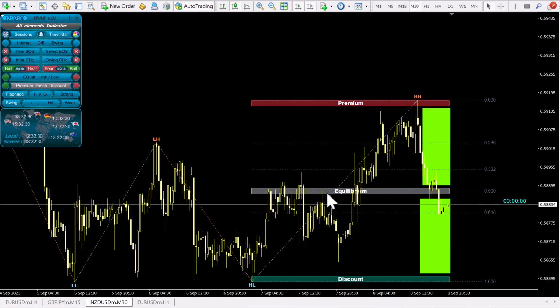This level here is fair value. What's the meaning of a fair value? The meaning of a fair value is if you do the sum of the higher price and the lower price and divide it by 2, that's going to give you this equilibrium. That's an equal distance between the higher price and the lower price.